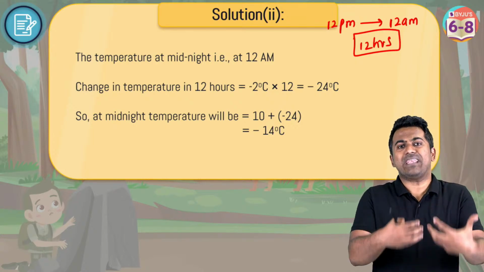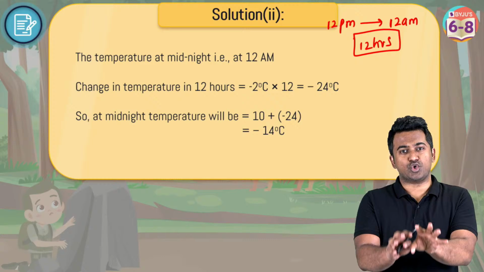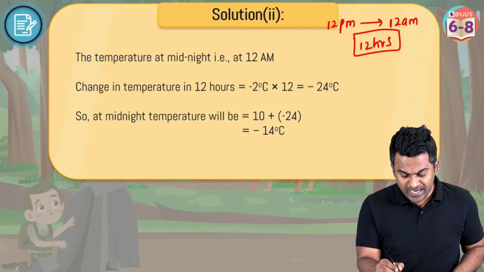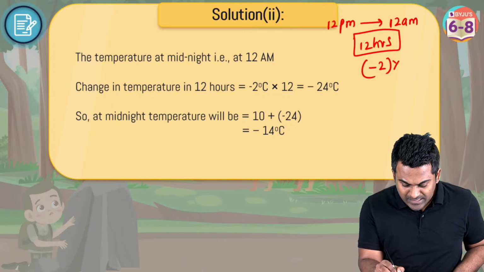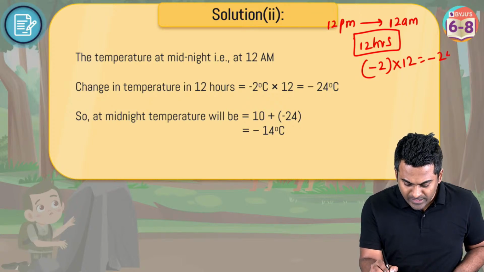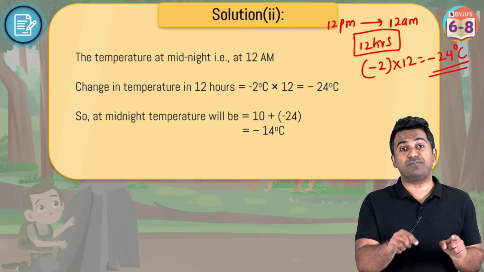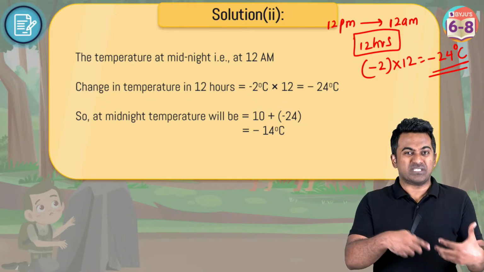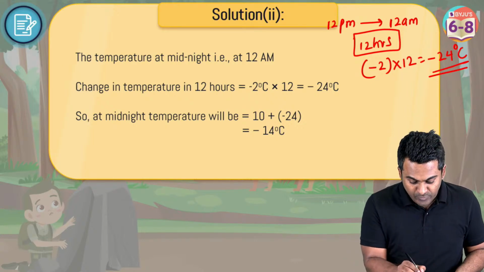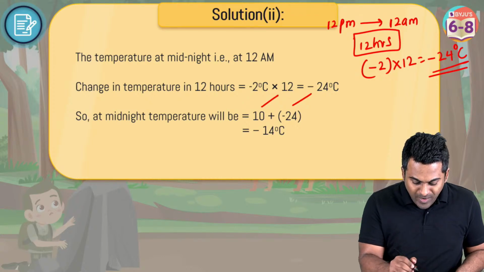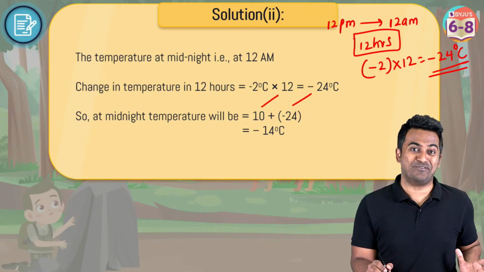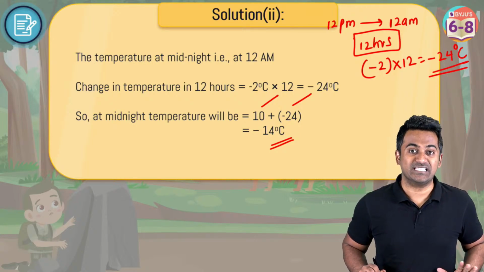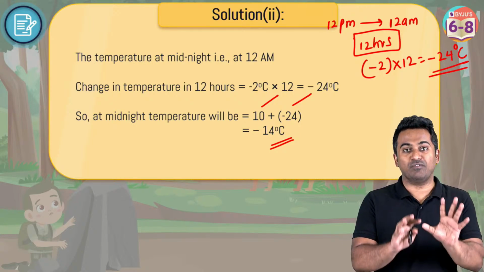Now, in 1 hour, the temperature is dropping by 2, right? So in 12 hours, the temperature will drop by how much? Minus 2 multiplied by 12. So the temperature will drop by minus 24 degrees centigrade in 12 hours. Now, so starting temperature was 10, right? At 12 noon. So to this 10, if you add this overall drop of minus 24 degrees centigrade, you will get the correct answer as minus 14 degrees centigrade. And that's how you solve the problem.